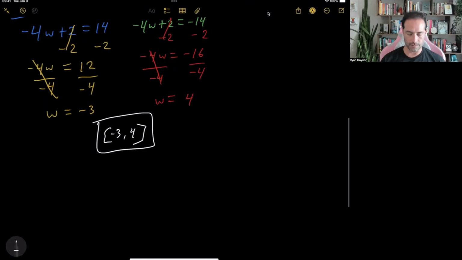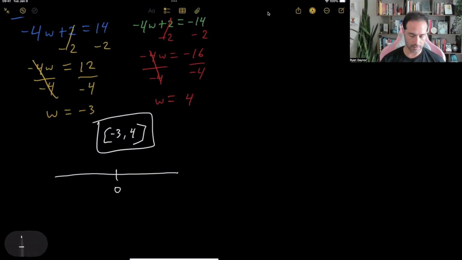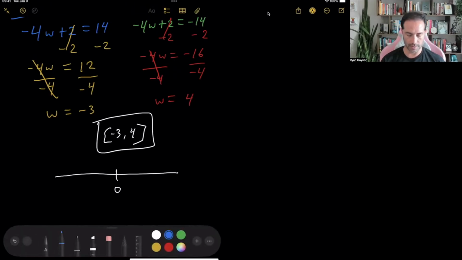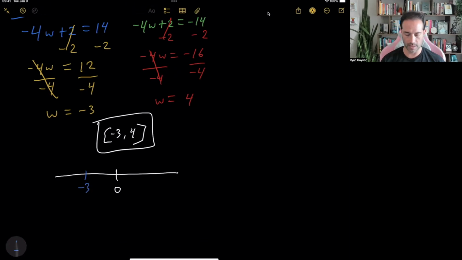And then they ask you to graph that. They just want it on a number line. So go like this. We have our 0. And then we can just put in our negative 3 and our 4 and put dots like this. Okay, so that's how you do that. Remember, we have two answers.